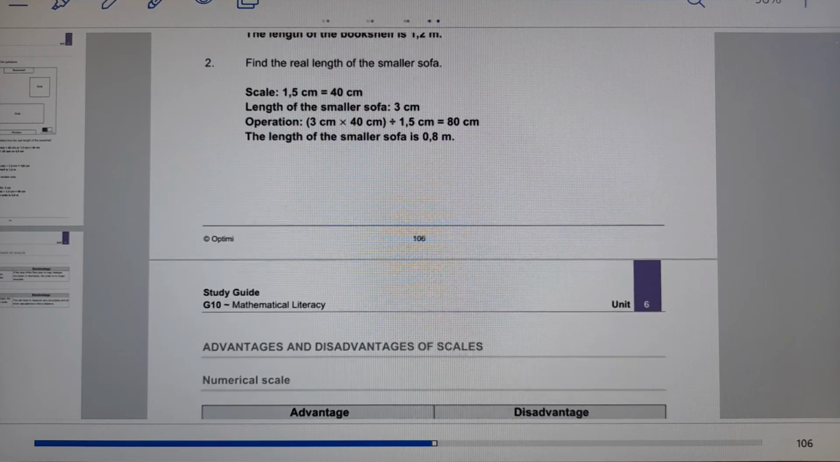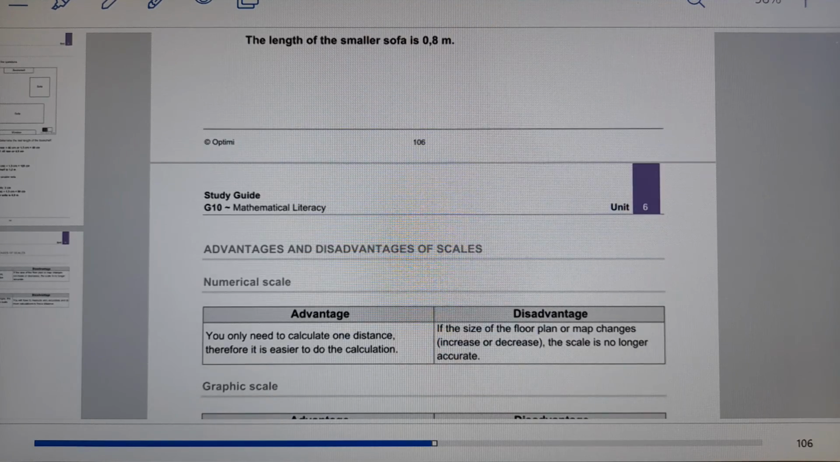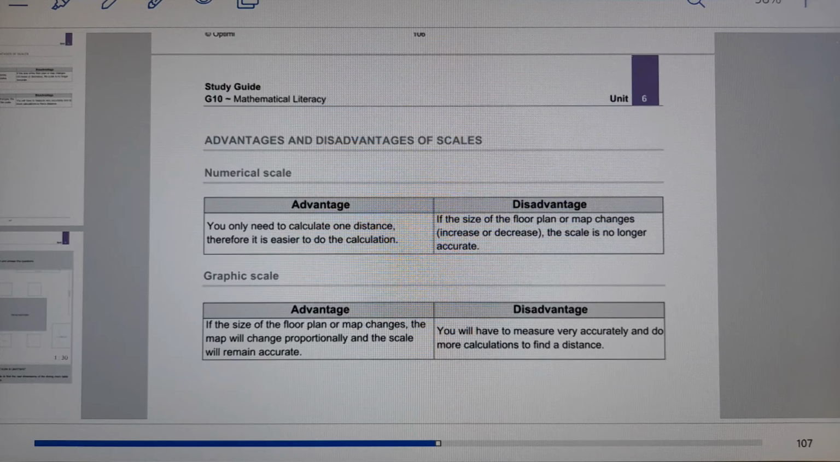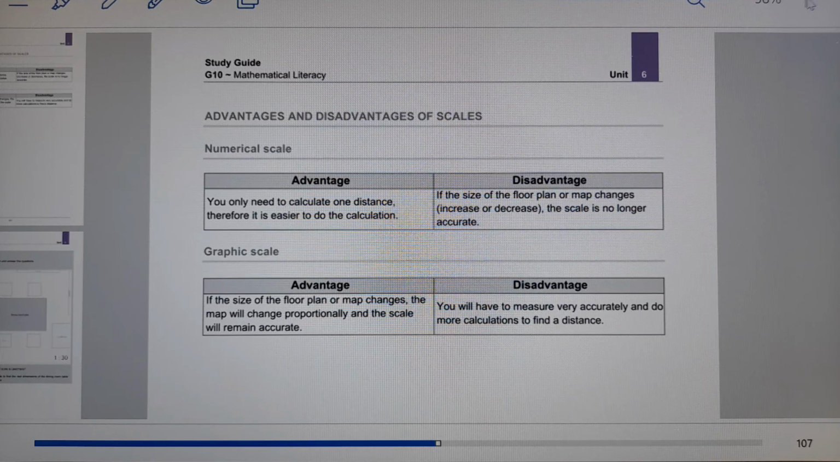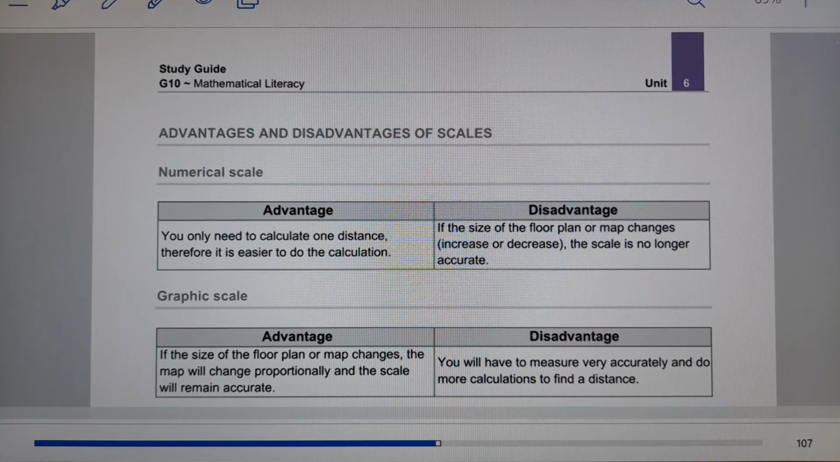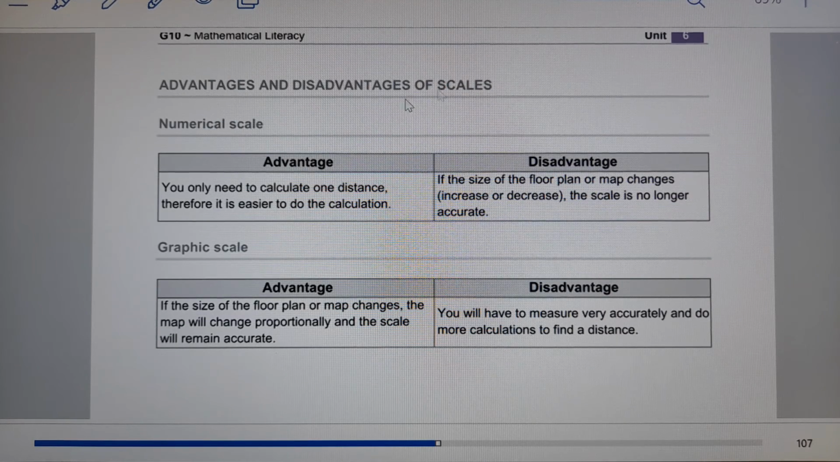Now we go to the next page, and we have advantages and disadvantages of the scales. We have a numerical scale and a graphical scale. The numerical scale, the advantage is that you only need to calculate one distance, therefore it is easier to do the calculation. The disadvantage, if the size of the floor plan or the map changes, the scale is no longer accurate. For me, I would say it's easy because the ratio is simplified.